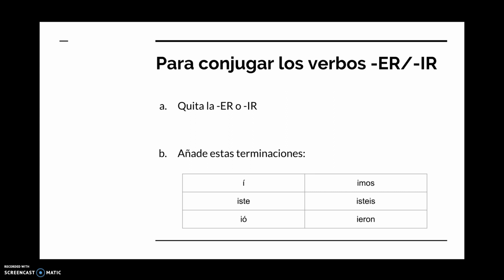Note that once again, the yo form and the él, ella, usted form have an accent over the last letter. For the yo form, it's the í, and for the él, ella, usted form, it's the ó. Make sure that in your notes you give that information to yourself over the appropriate letter. Pausa el video una vez más y conjuga el verbo beber en la página 2. Once you've finished, continue on.